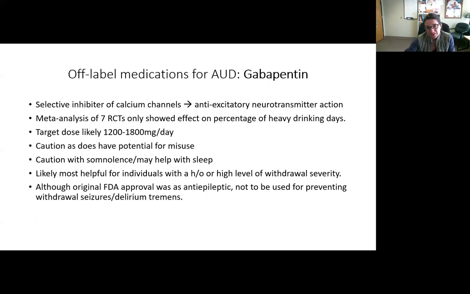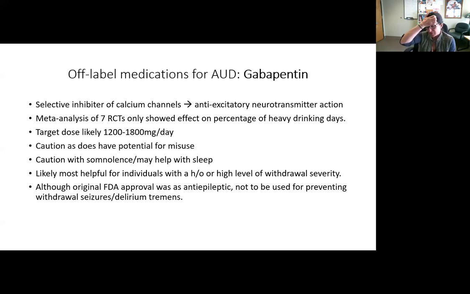Gabapentin definitely doesn't have as much evidence as topiramate, but it can be helpful for some people, and I think it can be particularly helpful if there's a big anxiety component to their drinking. And it showed an effect on the percentage of heavy drinking days. The target dose is 1,200 to 1,800 milligrams a day.